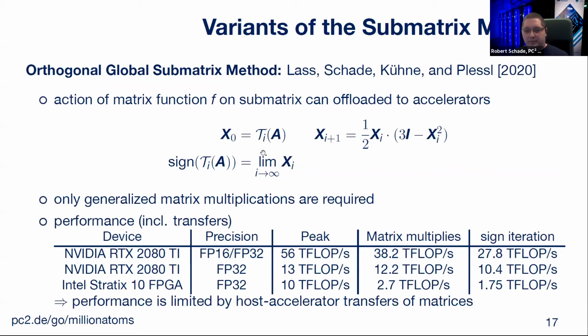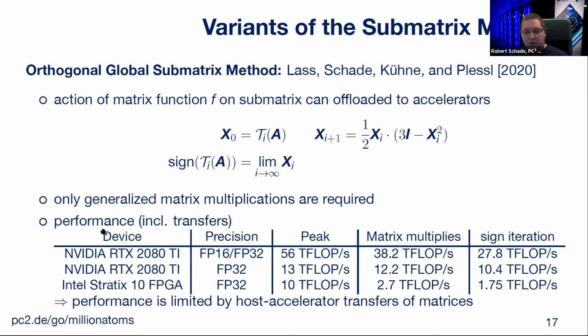So here's actually where GPUs and FPGAs come in, namely this action of the matrix function onto the individual submatrices can be easily offloaded to accelerators. And on accelerators, you only need generalized matrix multiplications if you calculate the matrix function iteratively as shown before.